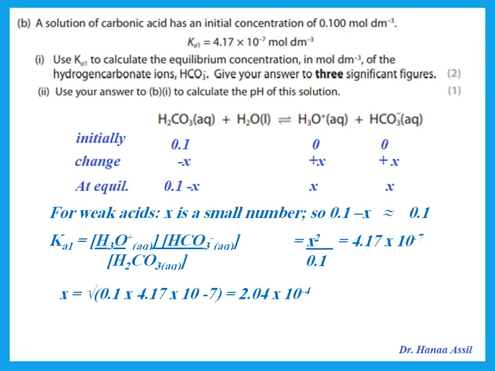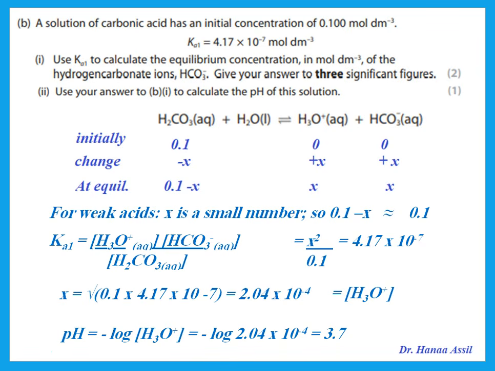X will be the square root of 0.1 times the Ka. This is the value of X, which is the value of the H3O plus concentration. So the pH is minus log the concentration of H3O plus, and that means my pH is 3.7.